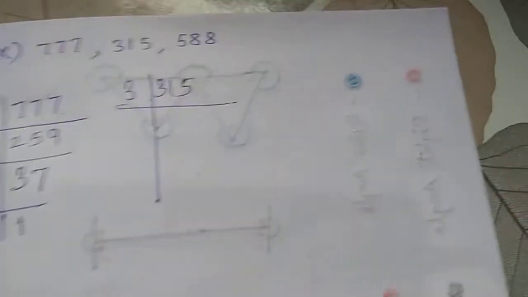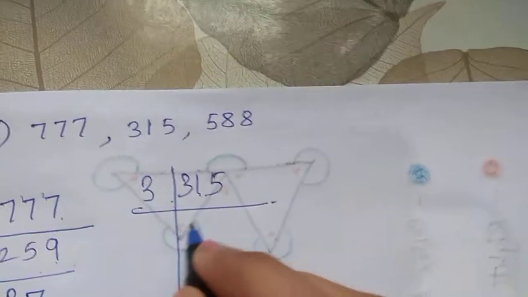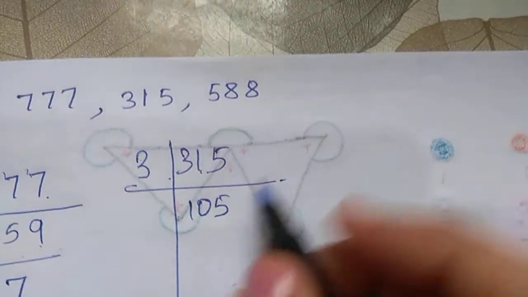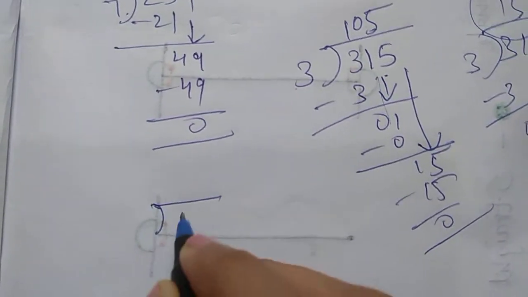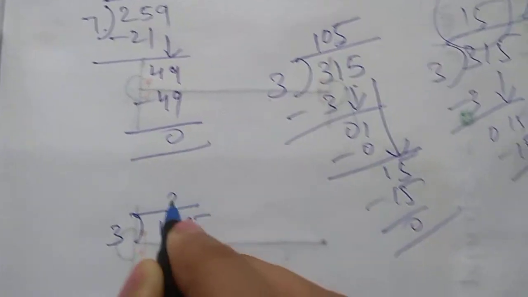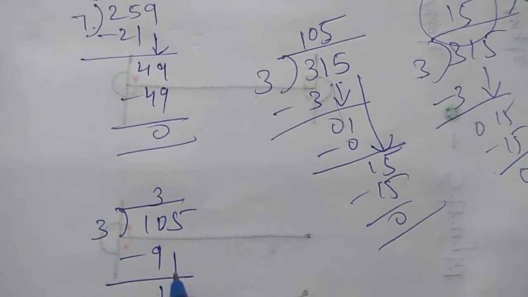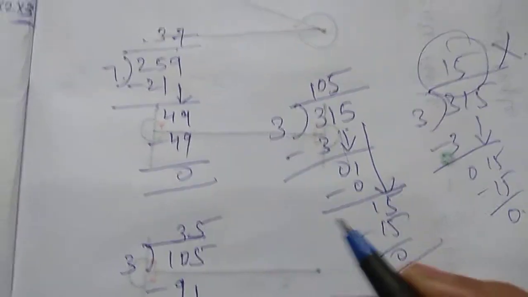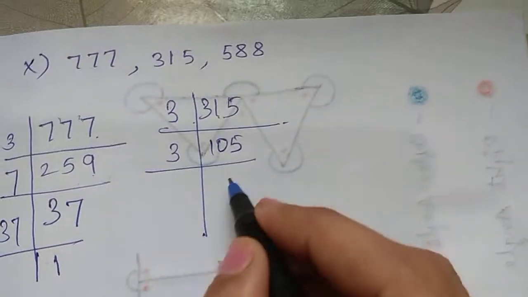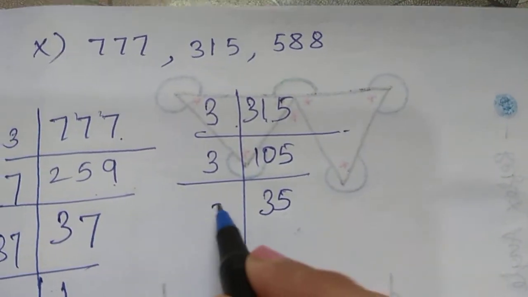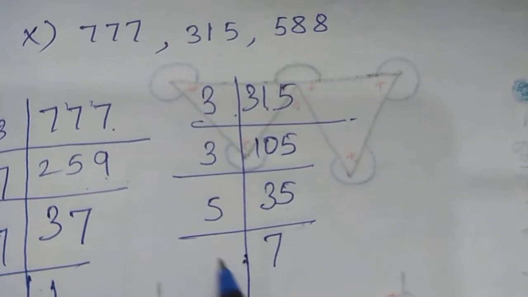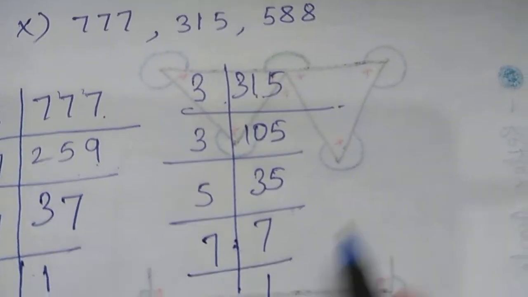Make sure to take this one down and put a 0 and then move ahead. Okay, so it is 105. Again it is divisible by 3, so I am dividing it here again. 3 3s are 9, 35. So 3 35s are 105, and 35 is 5 7s are 35, 7 1s are 7.